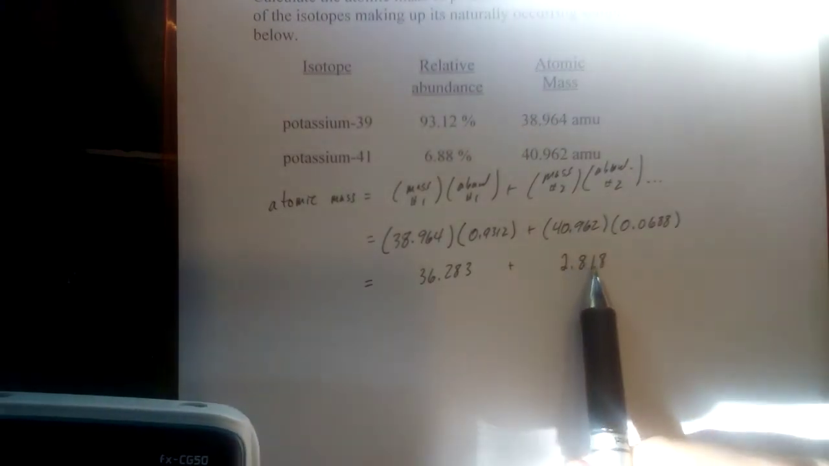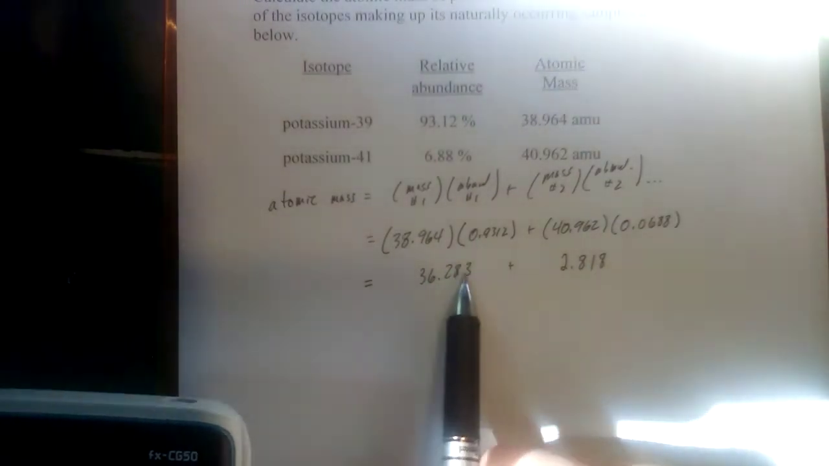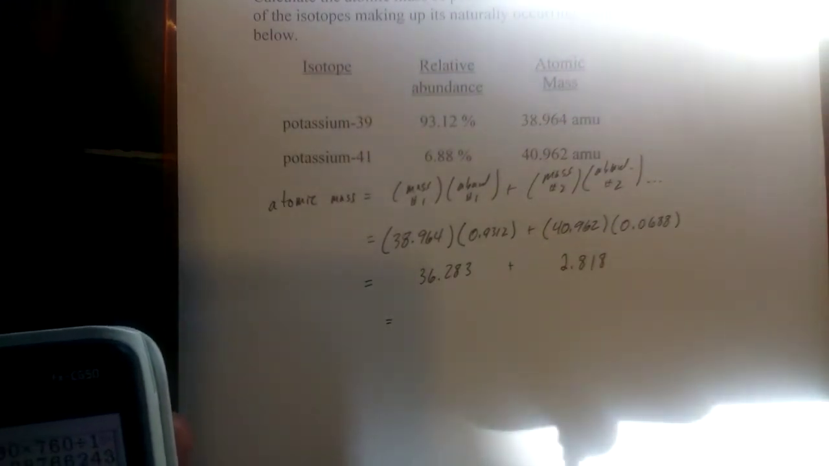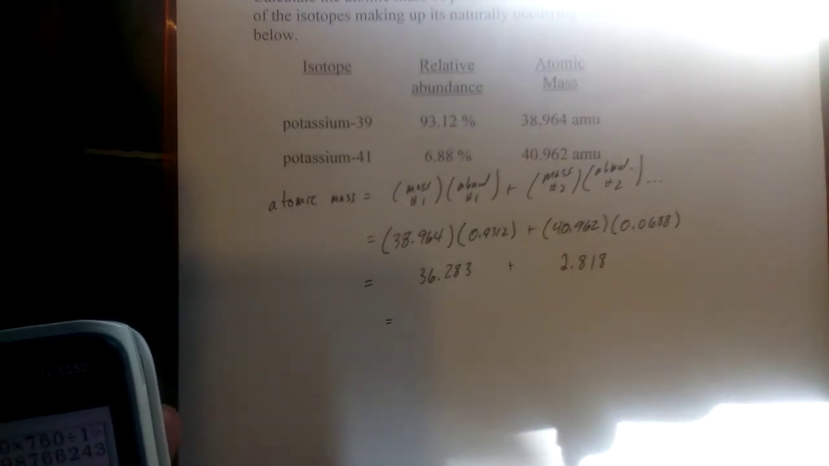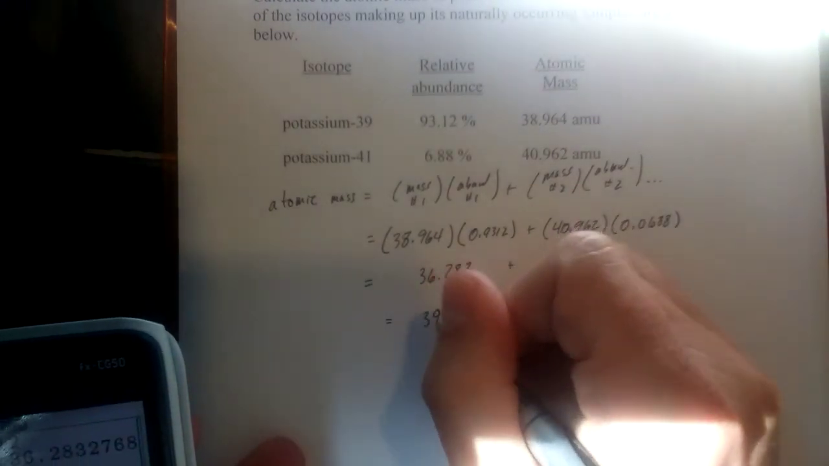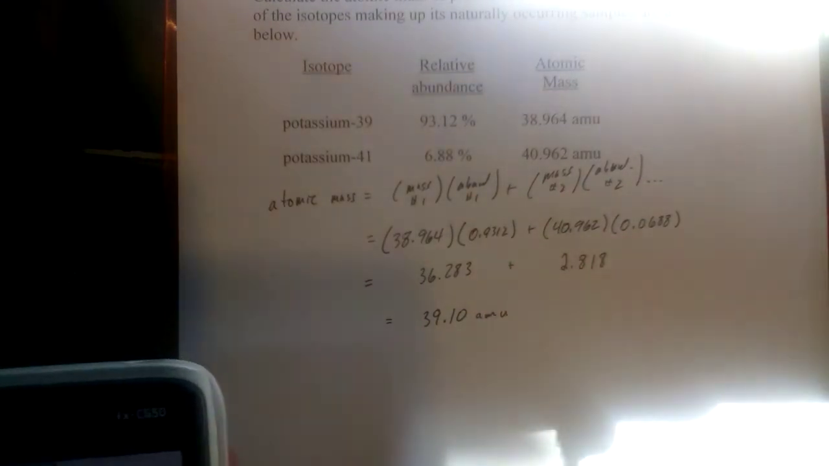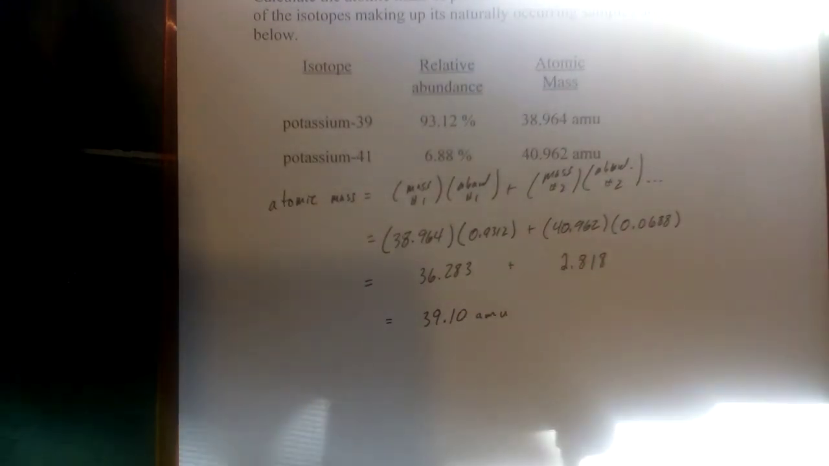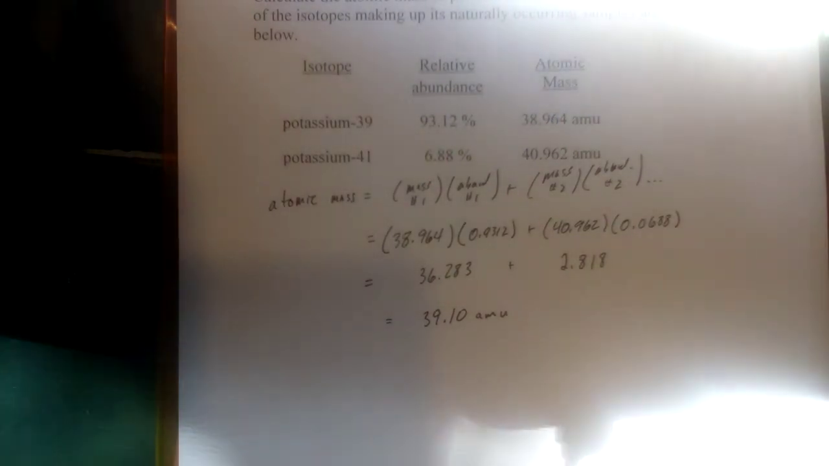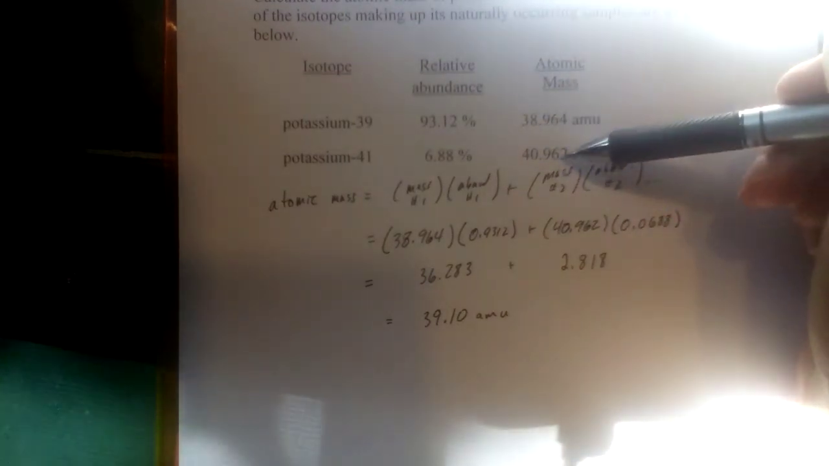Now, 3 significant figures here would be the second place after the decimal, right? We have 4 here that would also be the second place after the decimal. So our answer should be limited to the second place after the decimal, which would be 39.10 atomic mass units. And that actually matches pretty nicely with what we see on the periodic table for potassium, 39.10. And it certainly makes sense relative to the two masses we're using in the problem, right?